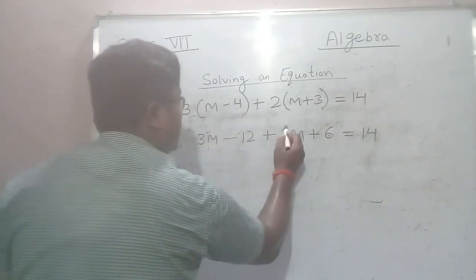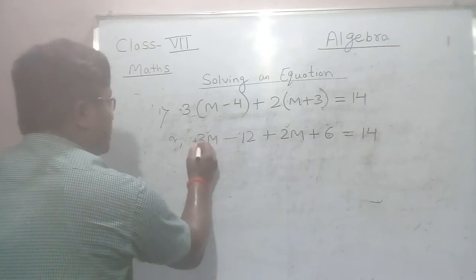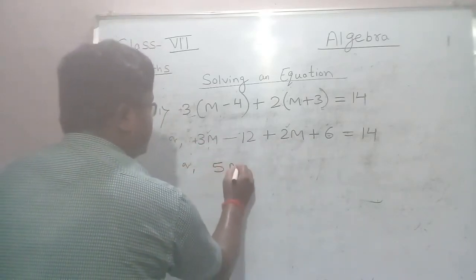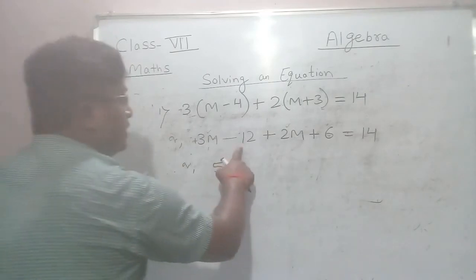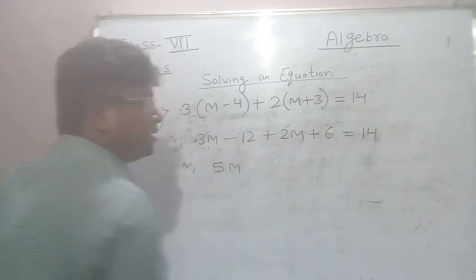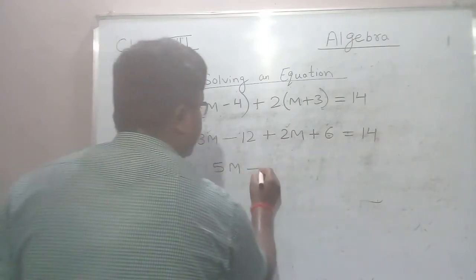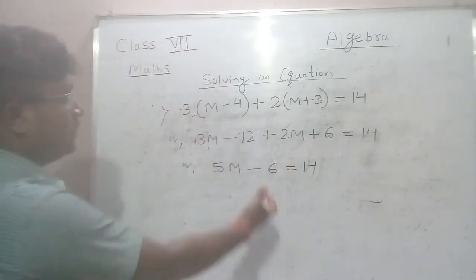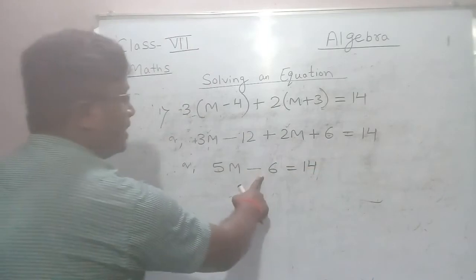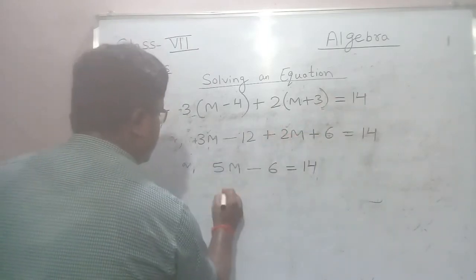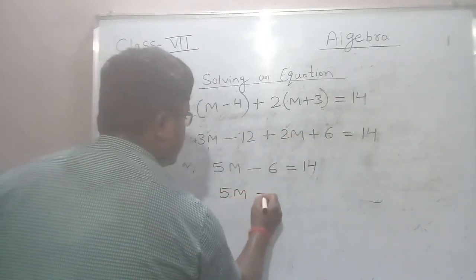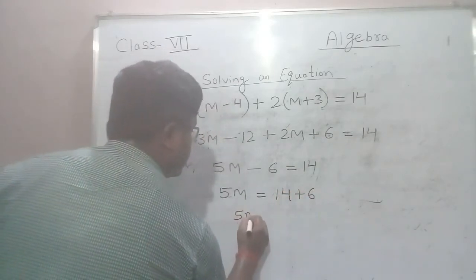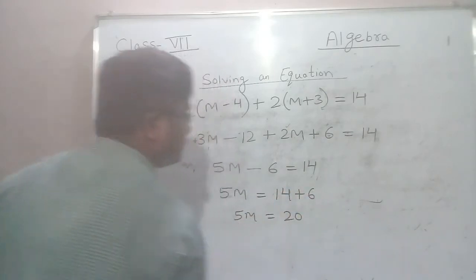Here 3m and 2m: plus 3m and plus 2m is 5m. And minus 12 plus 6 is minus 6, is equal to 14. Now it is simplified. Minus 6, if you transfer it to the right hand side, will be plus 6. So 5m is equal to 20.